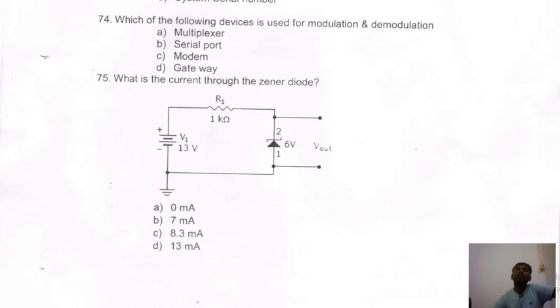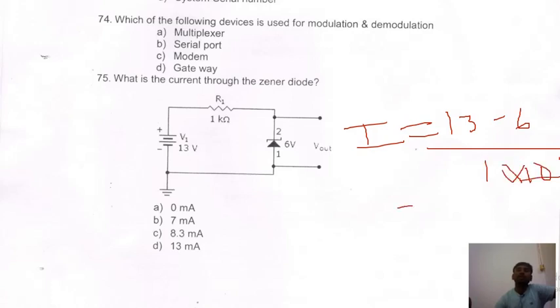If you start one loop, what will you write? Minus 13 plus I into R minus 6 equal to 0. So directly I am writing the current I equal to 13 minus 6 volts divided by the total resistance of 1 kilo ohm, which is 1 into 10 to power 3. It comes to 7 by 10 to power 3, so 10 to power minus 3. That is 7 milliampere. So option B is correct.